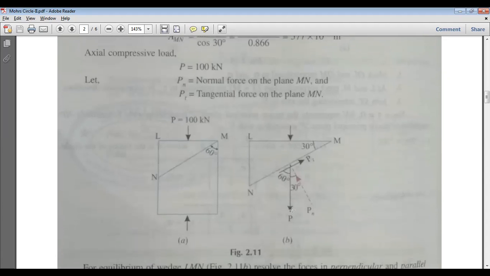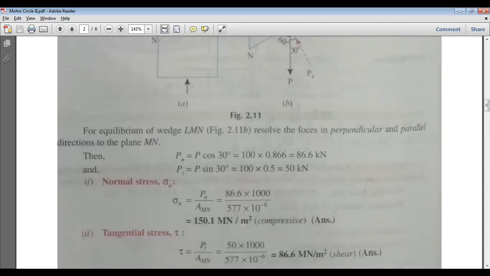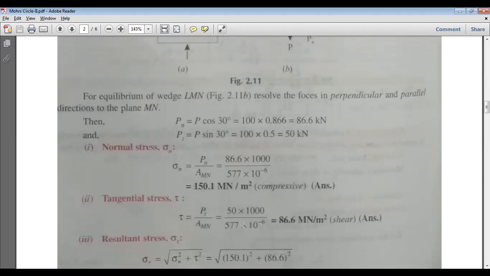So now calculating. First, we calculate normal force Pn. Normal force is P cos 30 degree, because this is the normal. P is coming downwards and Pn is coming like this. So P cos 30 is 86.6 kilonewton. This way Pt is coming. Pt is P into sin 30, 102.5. So normal stress sigma n is equal to Pn by A MN. So this will find normal stress.